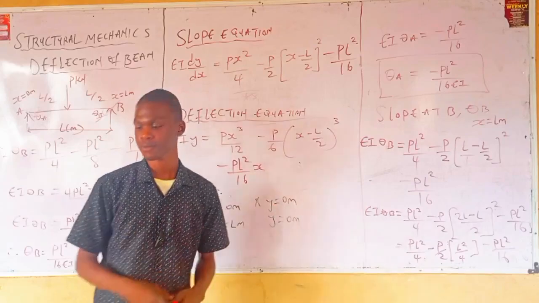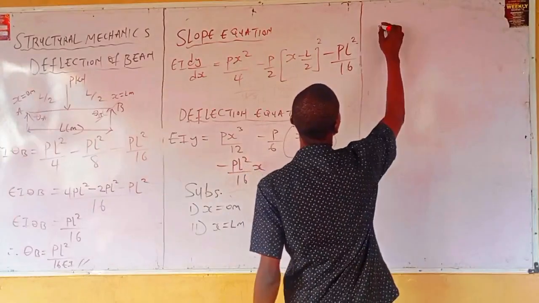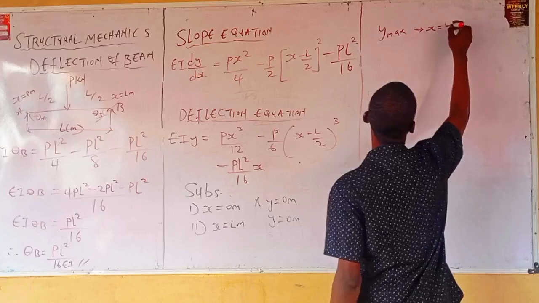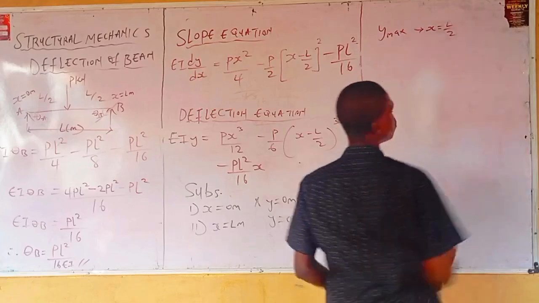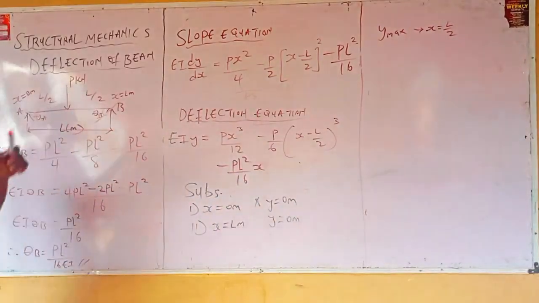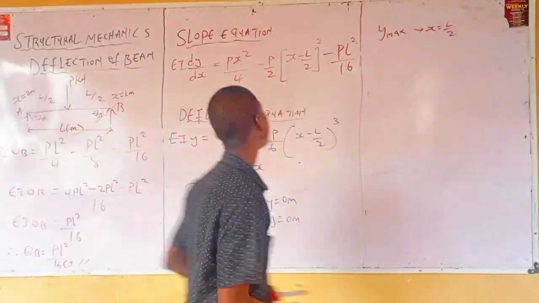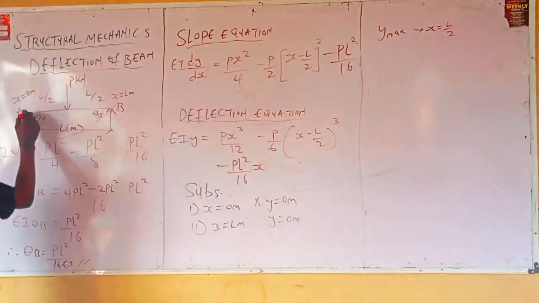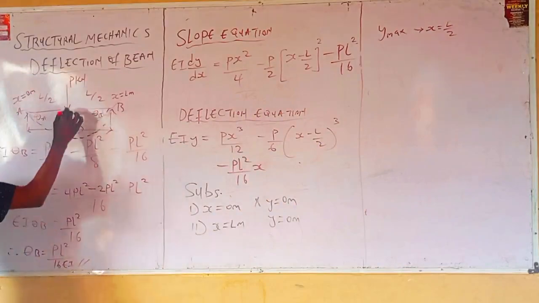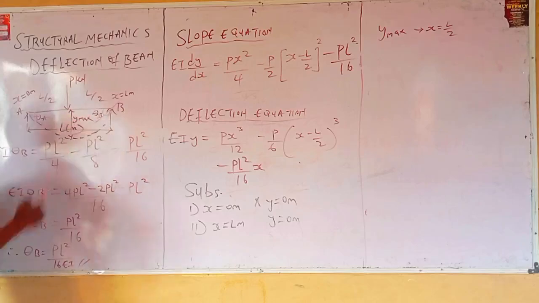Let's see how it works. Maximum deflection y max, the value of x is equal to L over 2, right? The value of x for maximum deflection is L divided by 2. This is the idea. You are saying that if your beam is deflected in this nature, you have your y max. This is where your maximum deflection will occur.